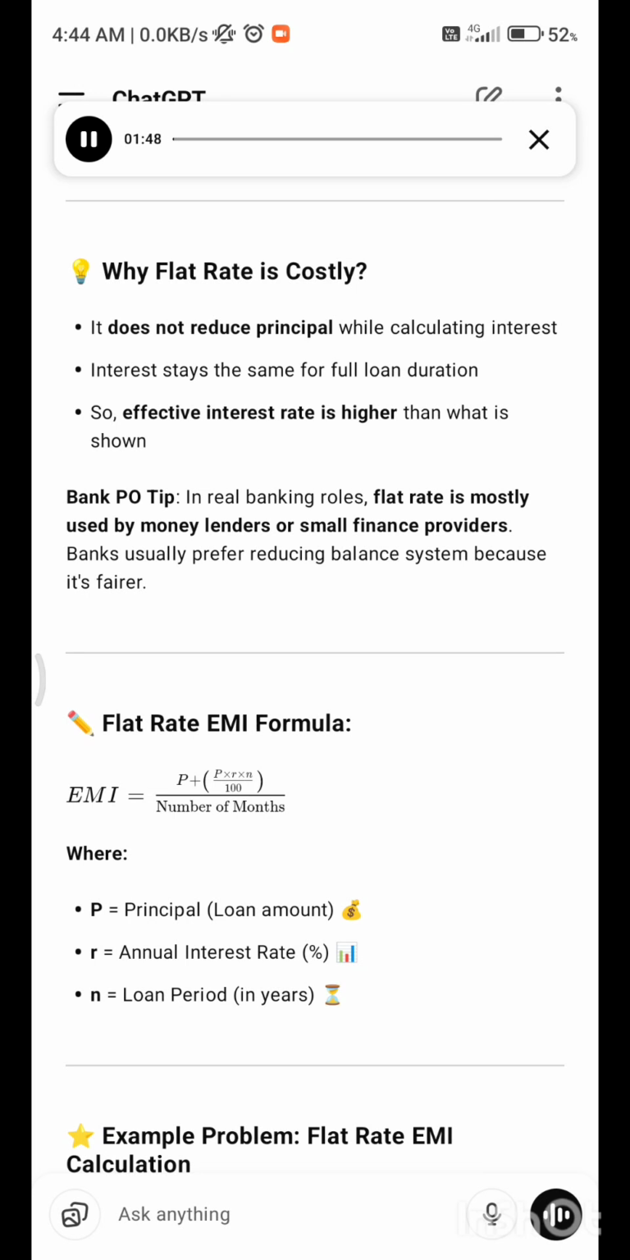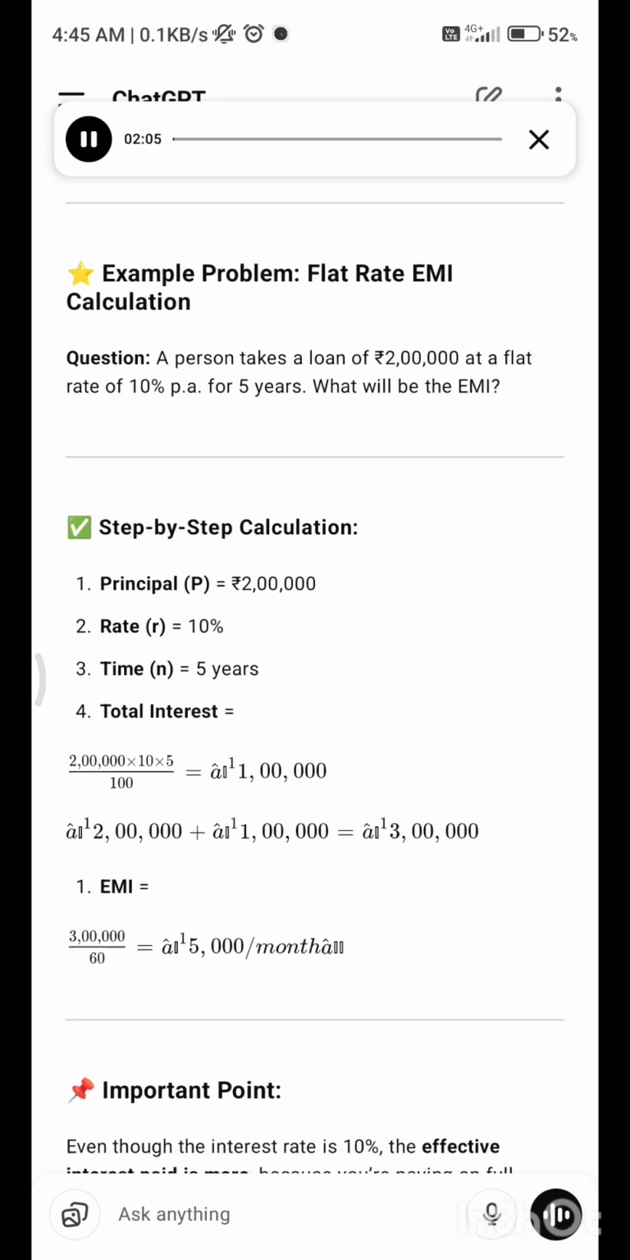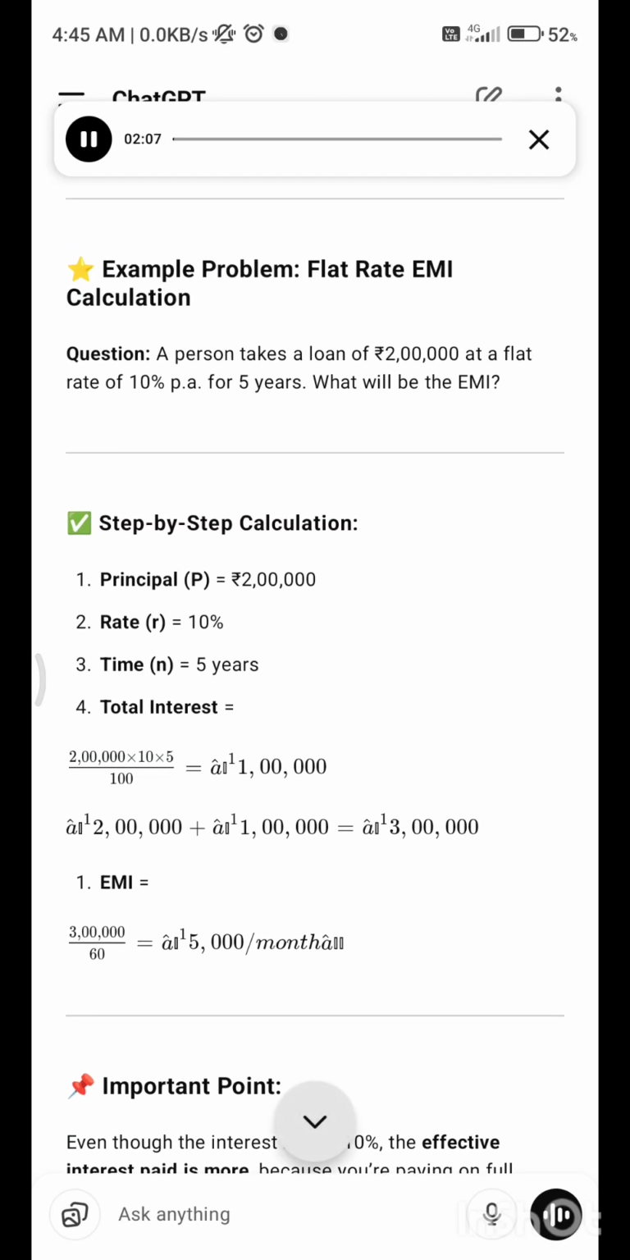EMI equals (P times R times N divided by 100), divided by the number of months, where P equals principal loan amount, R equals annual interest rate percent, N equals loan period in years. Example problem, flat rate EMI calculation. Question: a person takes a loan of 2,000 at a flat rate of 10% per annum for 5 years. What will be the EMI?